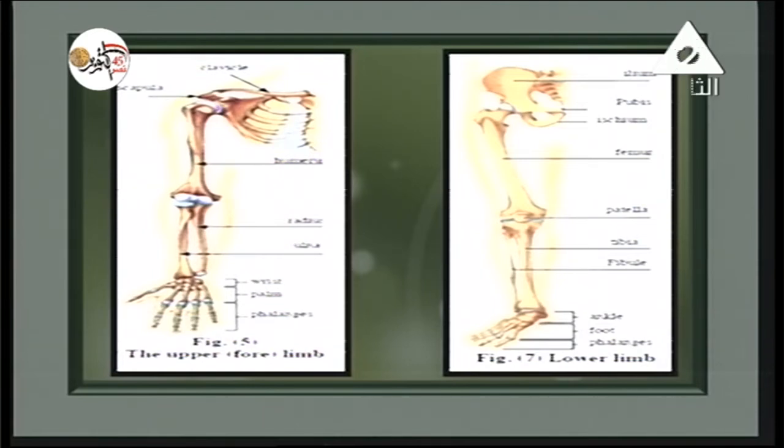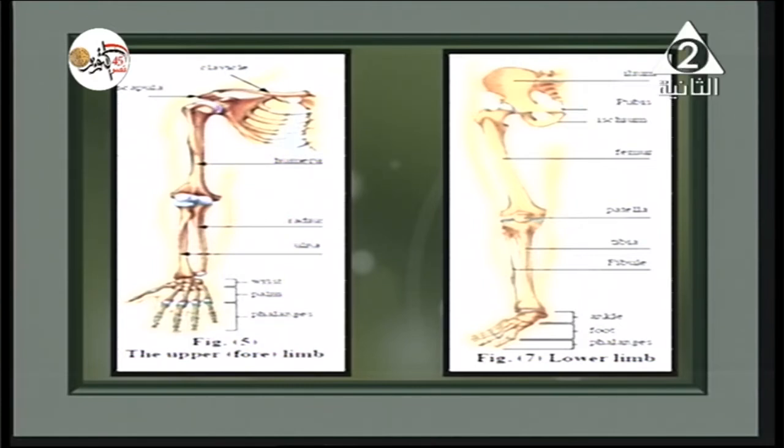a small, rounded bone that covers the knee joint. This bone is called the patella, or we call it the kneecap, because it covers the knee joint.